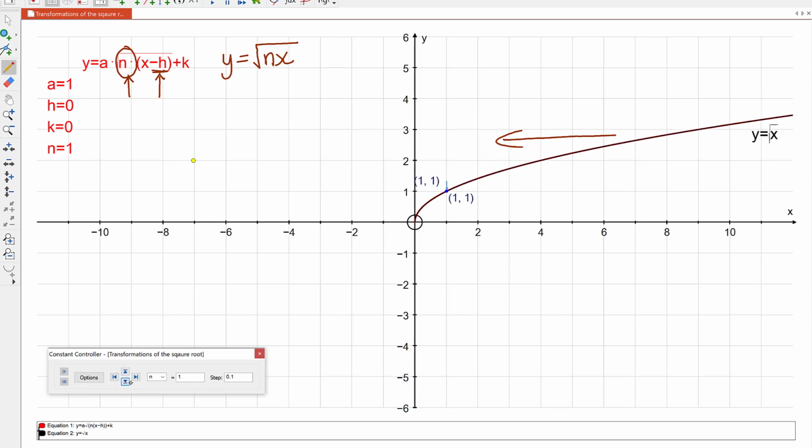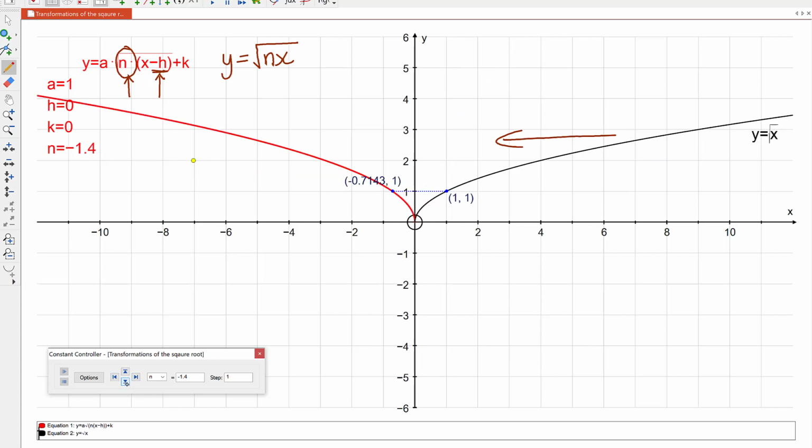Okay, let's look at what happens when we make n negative, because that's going to combine together the two transformations we've just talked about. So if n is negative, sorry, I don't know. Oh, it's because I made the step so big. Sorry, let me go back here.